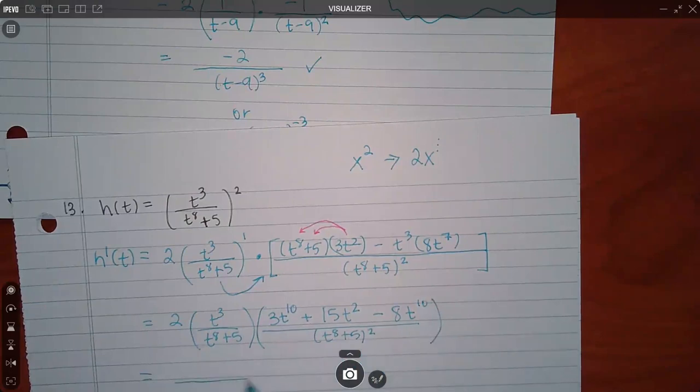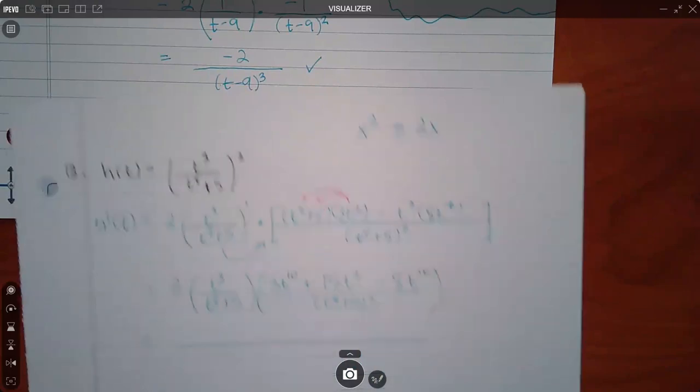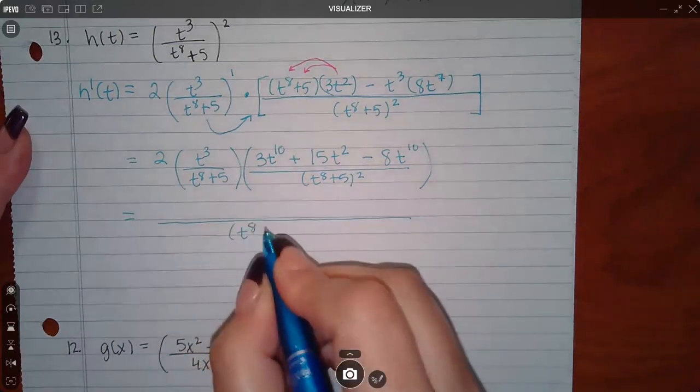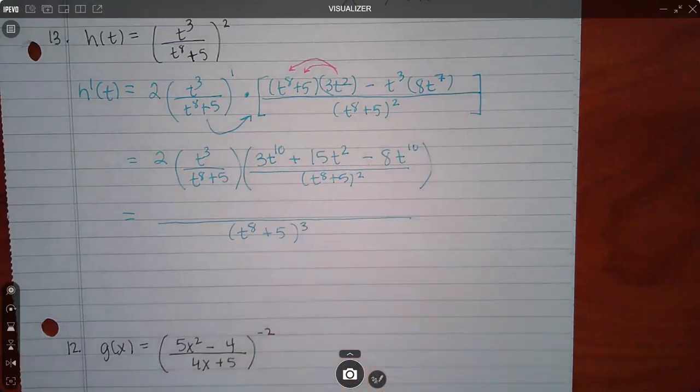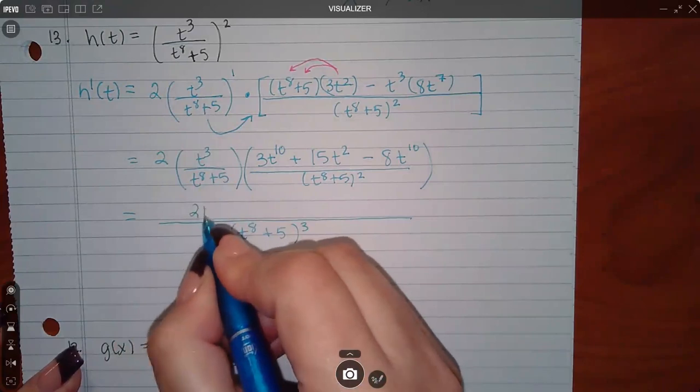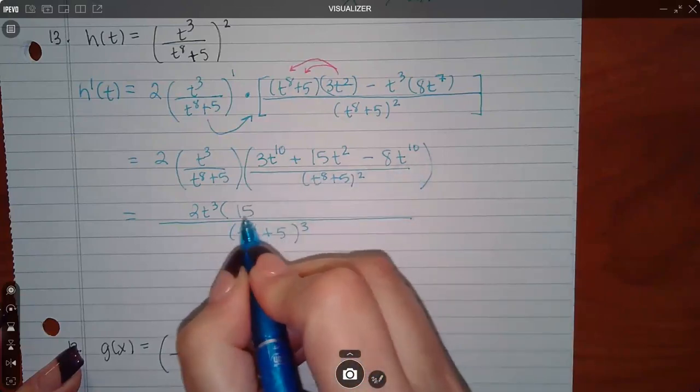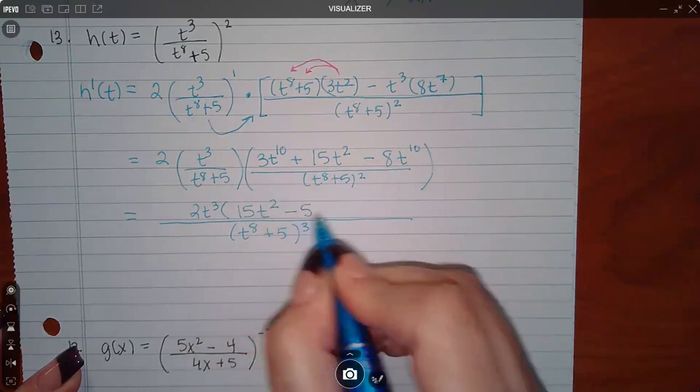So I'm going to write this as one big fraction. The easier part to determine is the denominator. What will the denominator be if I multiply this denominator times that denominator? It'll be t to the 8th plus 5, the whole thing cubed, because there's three of those factors now down there, right? On the top, I'm going to multiply these two, and then I'm just going to combine the like terms in the parentheses. I'm not going to distribute yet. Okay. So if I multiply those two together, I get t cubed, and that result needs to be multiplied by this. But if I combine my like terms, I'm going to have 15t squared, and then a minus 5t to the 10th.